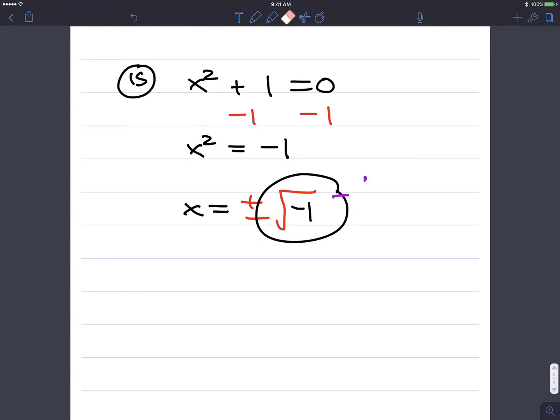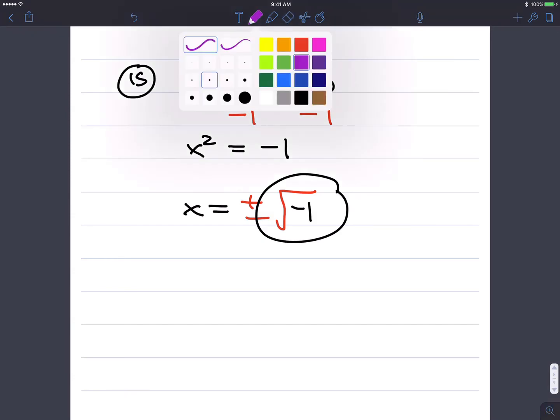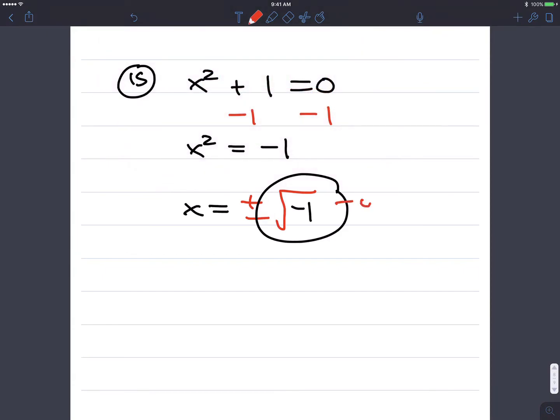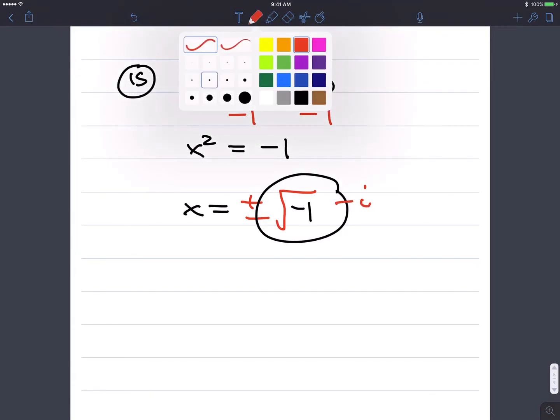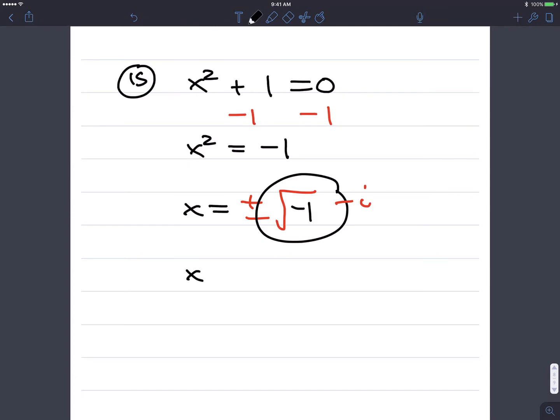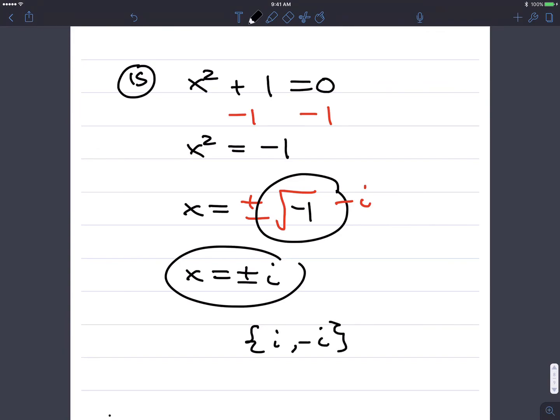We'll put that in red. That's the number i. So your final answer will be plus or minus i, i and negative i, in solution set form.